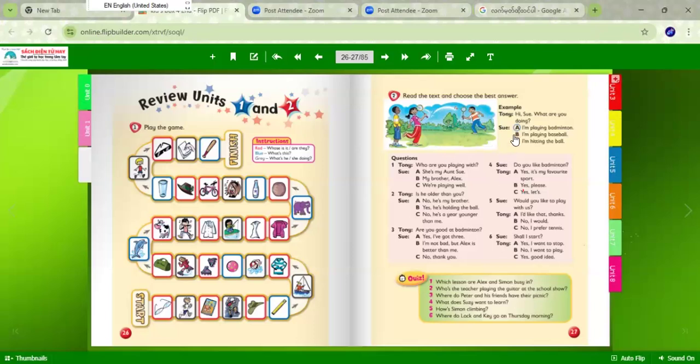So here is an example. Hi Sue, what are you doing? Hi Sue, what are you doing? So what will be your answer?